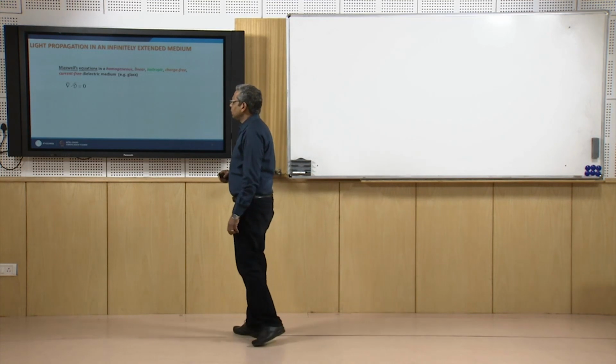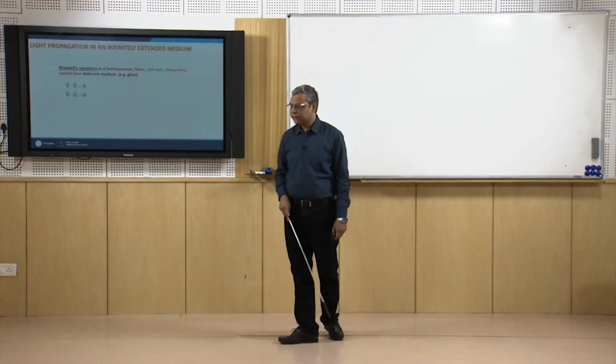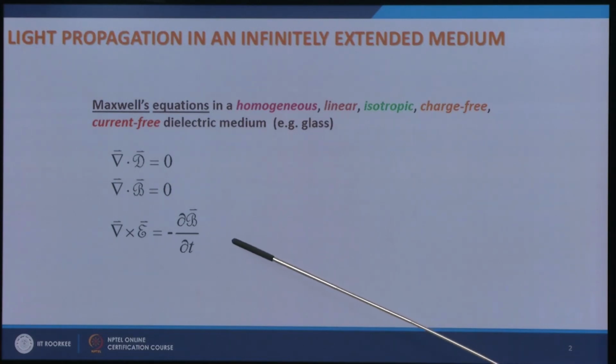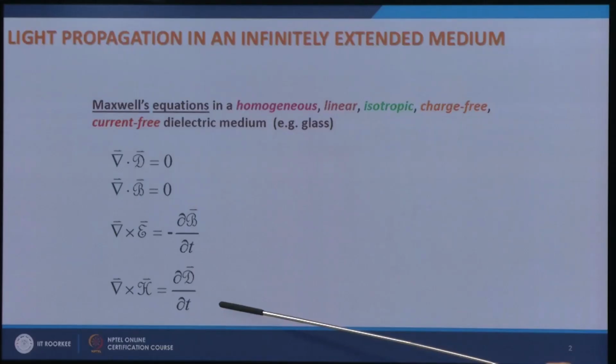So, the first Maxwell's equation is del dot D is equal to 0, which is nothing but the differential form of Gauss's law. The second equation is del dot B is equal to 0, which simply tells that magnetic monopoles do not exist. Third is del cross E is equal to minus del B over del t, which is nothing but Faraday's law in differential form. And the last one is del cross H is equal to del D over del t, which is nothing but Ampere's law.